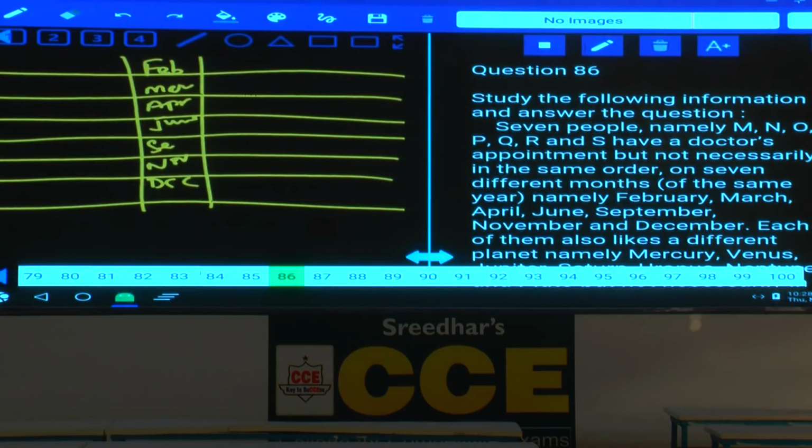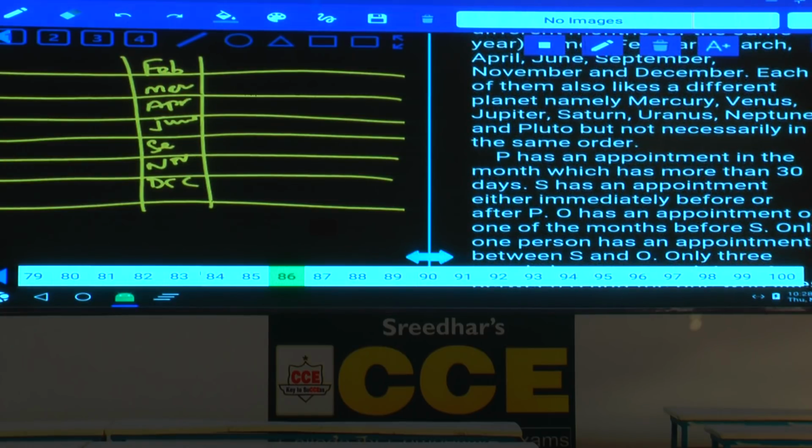Now in this one March has 31 days and December has 31 days. Only 2 months have 31 days, 4 have 30 days and 1 has fewer than 30 days. Each one of them likes a different planet, namely Mercury, Venus and so on. The planets were also clearly given.